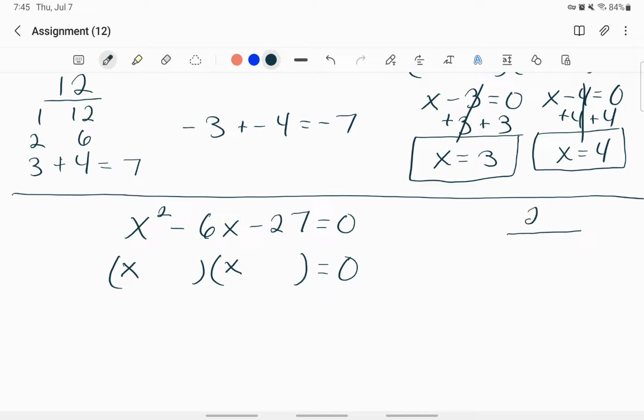Numbers that multiply to 27, that's 1 and 27, that's 9 and 3. Now, because the numbers must multiply to negative 27, one of the factors must be negative, the other one must be positive.